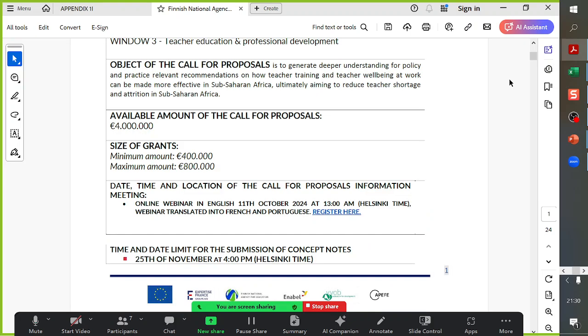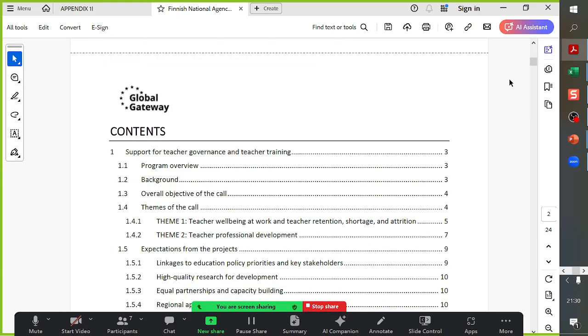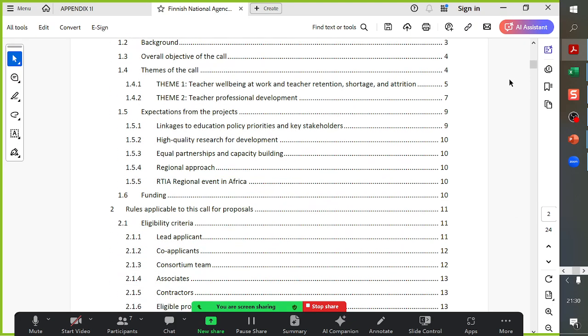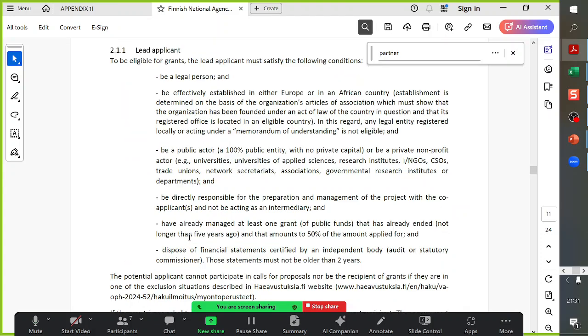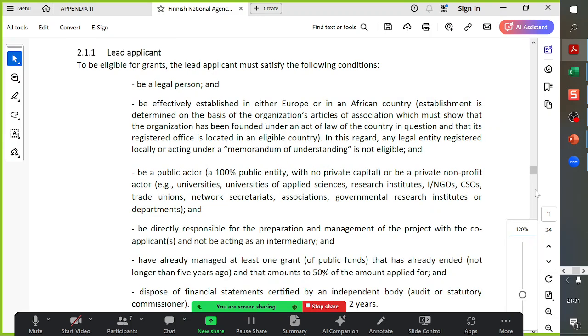Okay, so this is the call. Just go to the partners, or to the applicants. There's lead applicant here. Open the read. Okay, this is lead applicant. Can you read from there, or should I make it larger? Yeah, okay. Just make it larger. And I want us to go where they are talking about it.